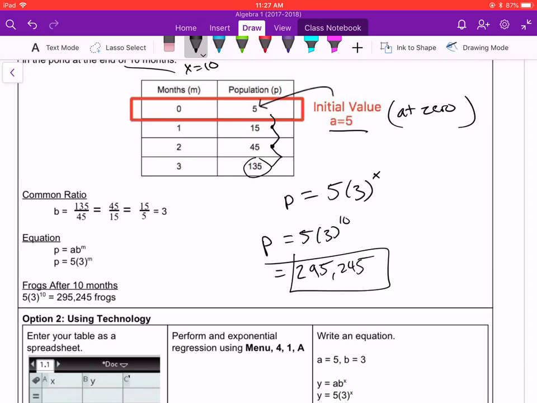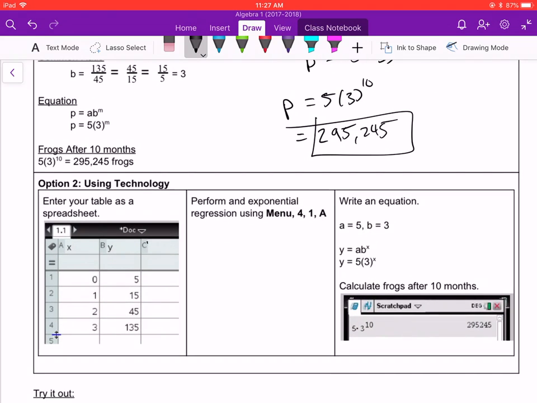all right? Option 2 here is to use technology. This is something you can look at if you like. It's not something I taught you guys, but if you wanted to, here's a step-by-step how to do that, right? You just want to go to lists and spreadsheets, put your numbers in, make sure X and Y are labeled, and then do menu, 4, 1, A. Okay? And it gives you an A and a B value. You can plug it in. So that's one way to do it too.